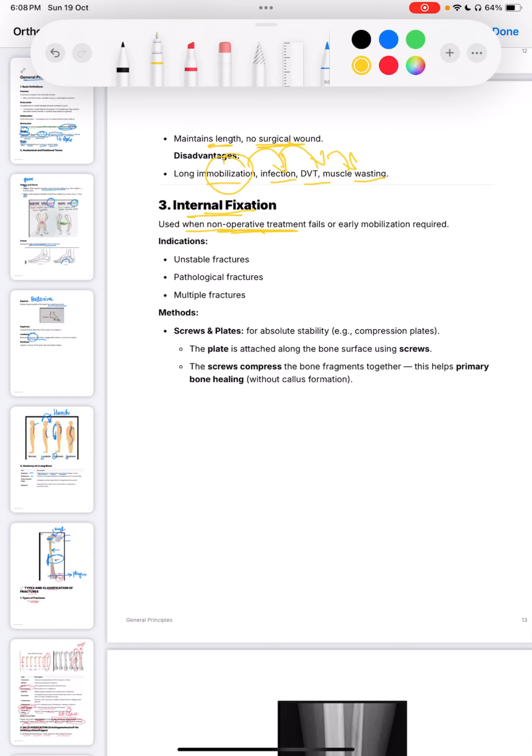So we do internal fixation when non-operative treatments fail or early mobilization is required. जिसमें हमारे पास unstable अगर fracture हो, pathological हो या multiple fractures हो, तो we will internally fixate it. We need to use operative techniques in order to fix it. So इसमें हमारे पास क्या-क्या methods है.